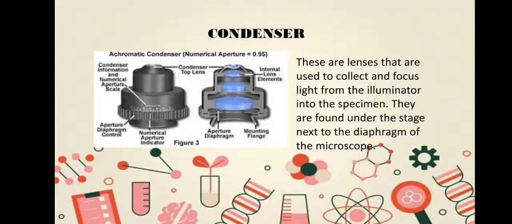Condenser. These are lenses that are used to collect and focus light from the illuminator onto the specimen. They are found under the stage next to the diaphragm of the microscope. They play a major role in ensuring clear, sharp images are produced with high magnifications of 400 times and above. The higher the magnification of the condenser, the more the image clarity. More sophisticated microscopes come with an Abbe condenser that has a high magnification of about 1,000 times.